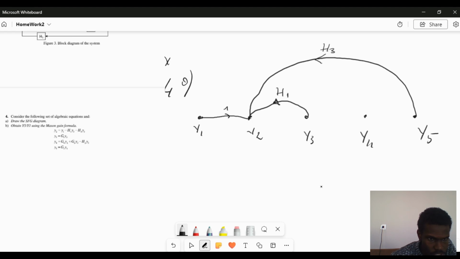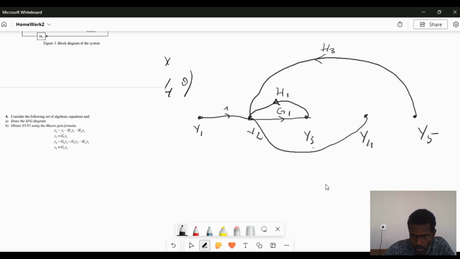And let's say y3 is equal to g1 y2, only g1. And in y4 we have g4 y2. Here it's g4, and we have only again g2 y2. This is g2, and we have minus h2 y5.